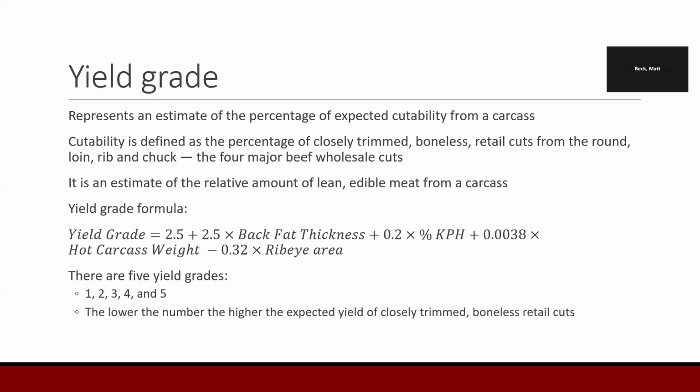There are 5 yield grades: 1, 2, 3, 4, and 5. Which is worse, 5, and which is better? 1. Okay. If this calculation gives you a 3.5, do you think you round down or up? Down, yes. So you round to the better one. So a 3.5 will be a 3 for the grid purposes. Make sense?